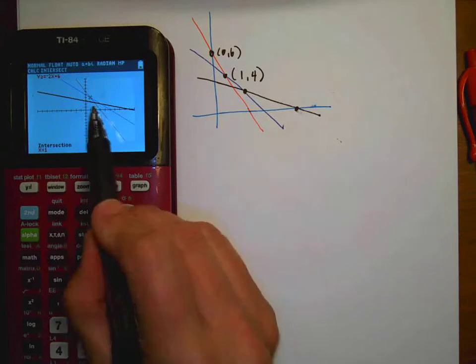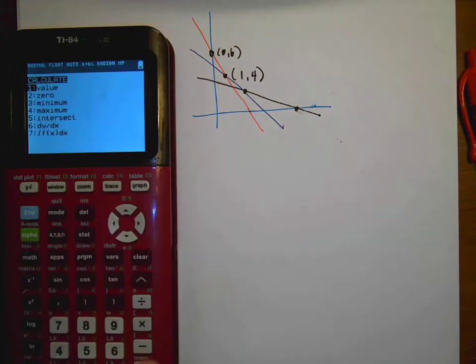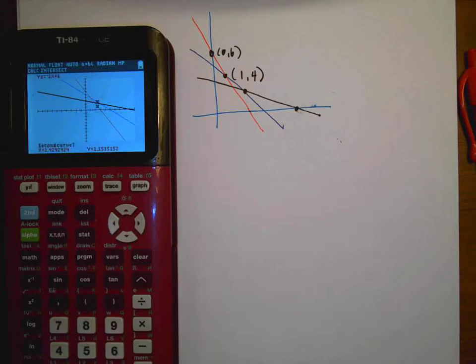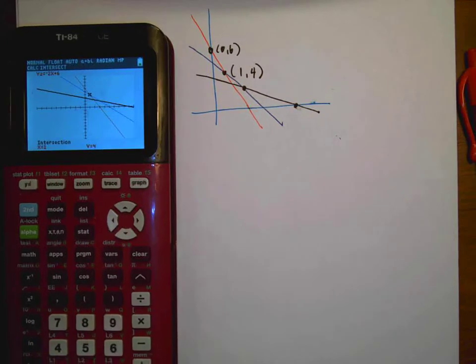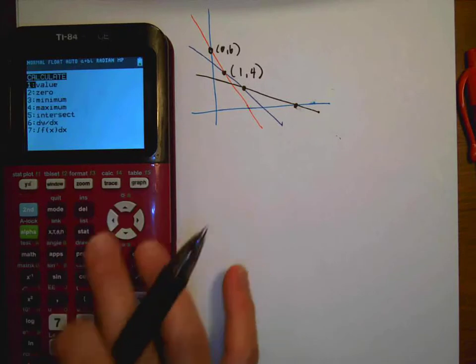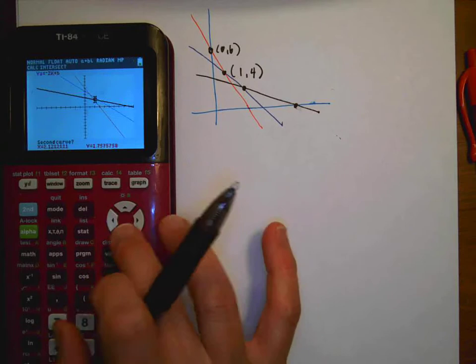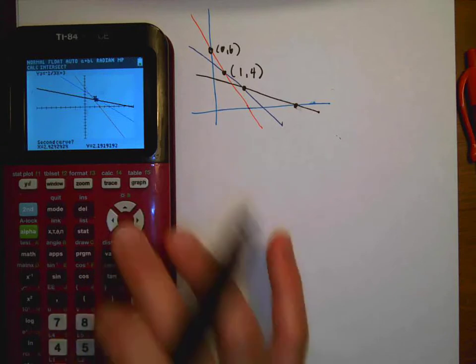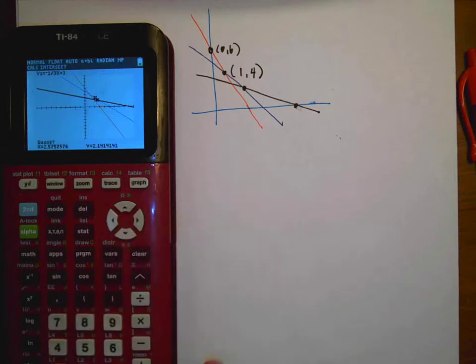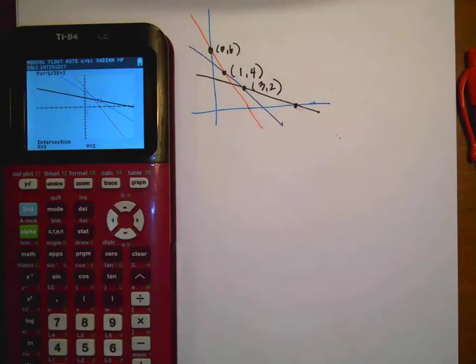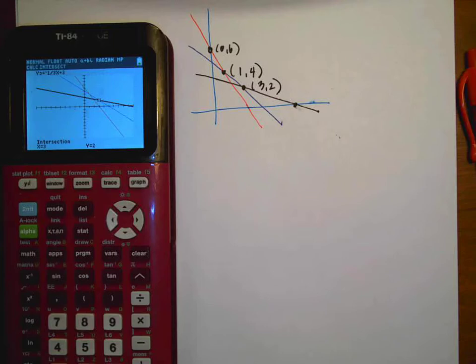Okay. The next point of intersection is between blue and black, so second calculate 5 for intersect. And again, I'm just going to get close, enter, enter, enter. And it went to the wrong one, so I'm going to do second calculate 5 for intersect. I'm going to get close on the blue, and then I'm going to make sure that it pops to the black, and I'm going to get close, enter, enter. And it tells me that this one is 3, 2. Sometimes I have to help my grapher a little bit.